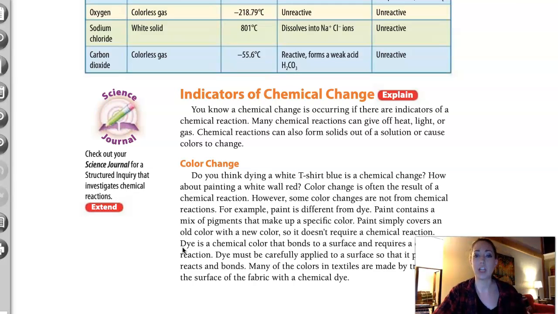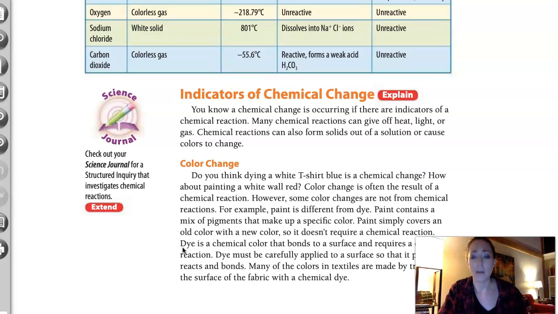You know a chemical change is occurring if there are indicators of it. Many chemical reactions can give off heat, light, or gas. Chemical reactions can also form solids out of a solution or cause colors to change. So do you think dyeing a white t-shirt blue is a chemical change? How about painting a white wall red?